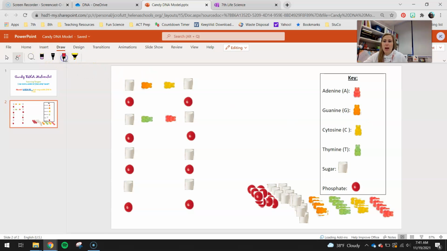Okay, now that you guys have finished adding and building your DNA strand, there's one thing that we want to label. So you guys will need to grab your draw tool for this. And what you guys are going to do is circle 1 nitrogen base or gummy bear, 1 phosphate group or red hot, and 1 deoxyribose sugar or what we call the marshmallow. So we're going to circle 1 of those.